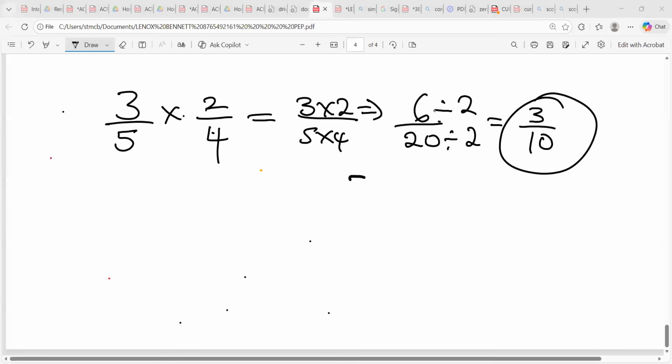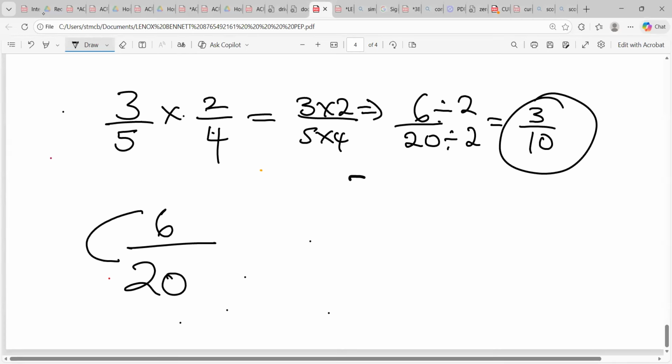Guys, let me talk about something. Last week, I don't know if it was this class, because to be honest, I have so many classes. Sometimes I might say something to one class and not to the other class. But this was a problem that came up. If you have 6 over 20, what type of fraction is that? Let me open the floor. What type of fraction is this?